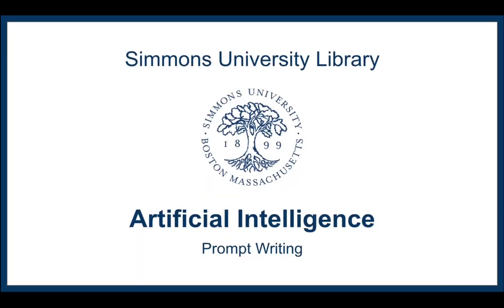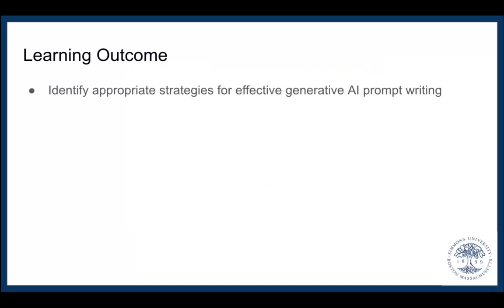Hello everyone and welcome. In this video, we are going to introduce the 5 principles of prompting from the book Prompt Engineering for Generative AI, Future-Proof Inputs for Reliable AI Outputs by James Phoenix and Mike Taylor. By the end of this video, you should be able to identify appropriate strategies for effective generative AI prompt writing.